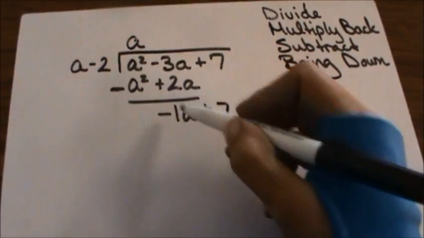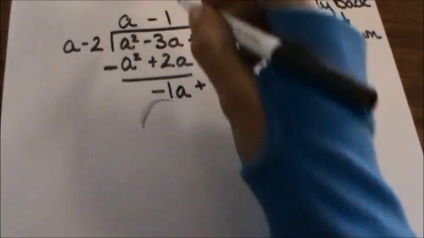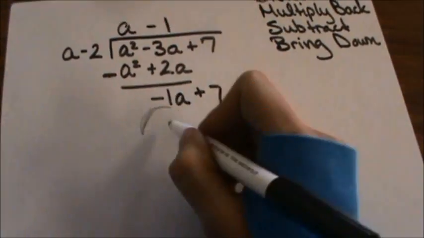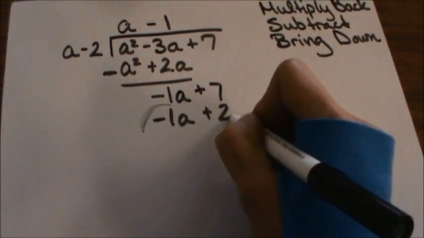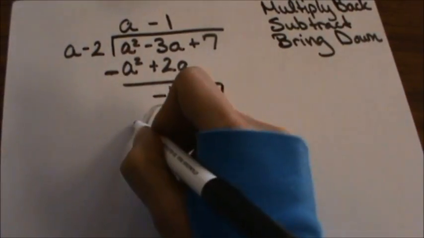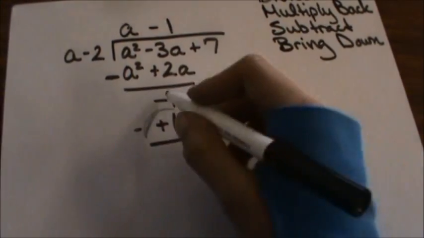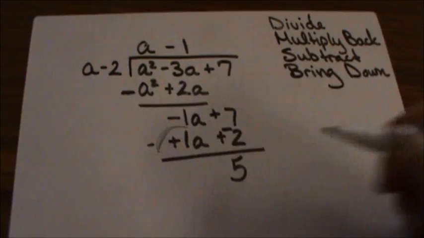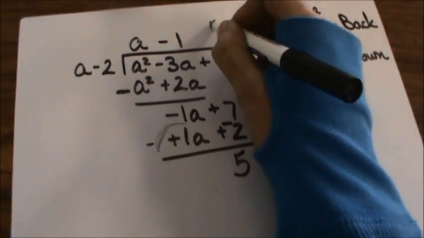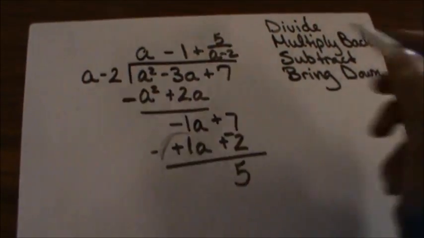Divide. Negative 1a divided by a is negative 1. Multiply back. Negative 1 times a is negative 1a. Negative 1 times negative 2 is positive 2. Subtract. And remember, I'm subtracting both of these, so I'm going to distribute a negative through here. This is 0, this is 5. I have nothing left to bring down, so I take my remainder, put it over what I'm dividing by, and have my final answer.